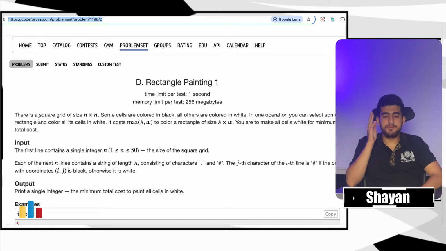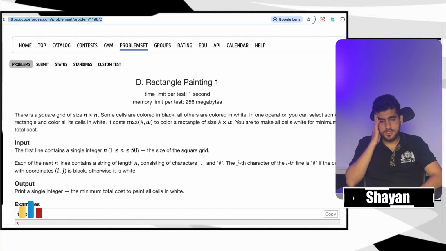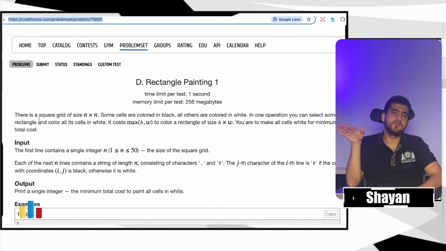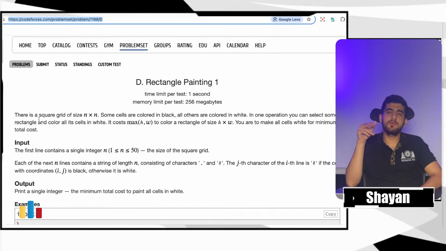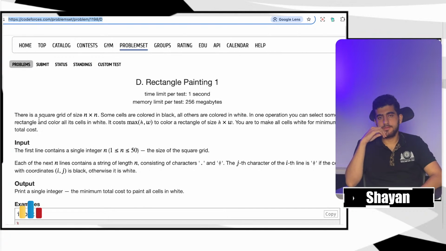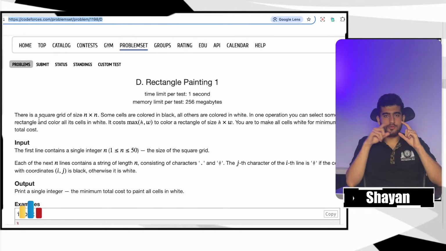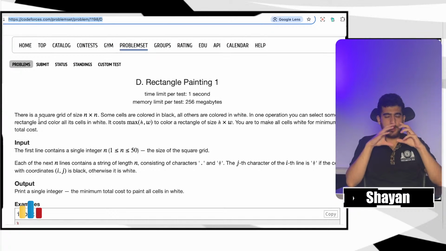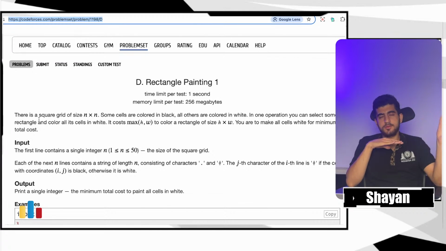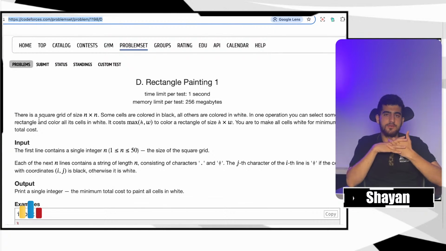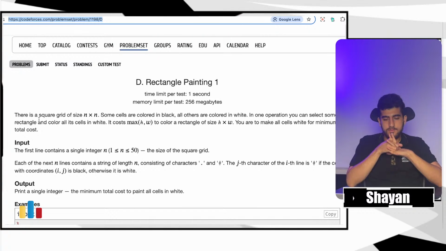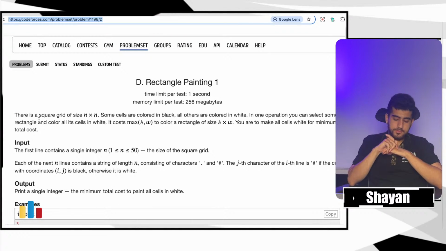Some cells are colored in black, all others are colored in white. In one operation, you can select some rectangle and color all its cells in white. It costs the maximum of h and w to color a rectangle of size h by w. You are to make all cells white for minimum total cost. So you have a grid of size n by m. Each time you can choose a subgrid of size h by w and make it white. Initially some cells are white, some are black. You want to make every cell white. What is the minimum total cost that you can pay to make everything white?